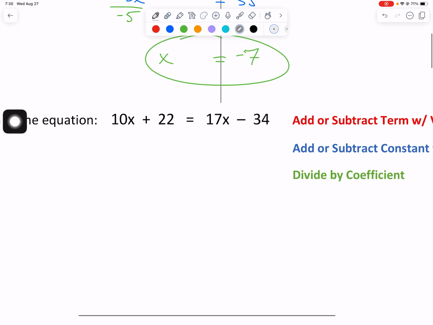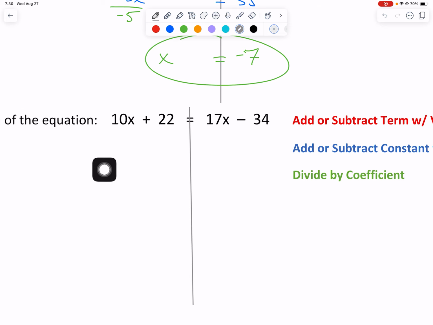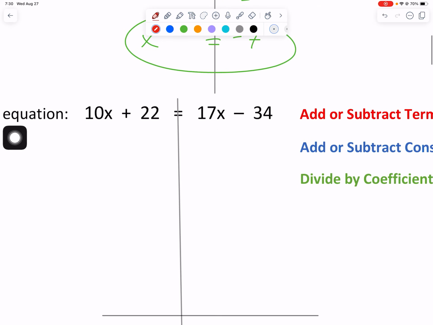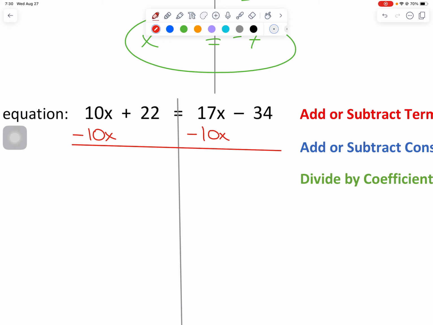However, something I do like to do, and props to Mr. P on this one, he always said to subtract or add the term with the variable with the least value. So the 10x and 17x, the terms with the letter: which one has less value, the 17 or the 10? Wonderful, the 10. Because that's a positive 10, we will subtract 10x, not just from one side, but from both.